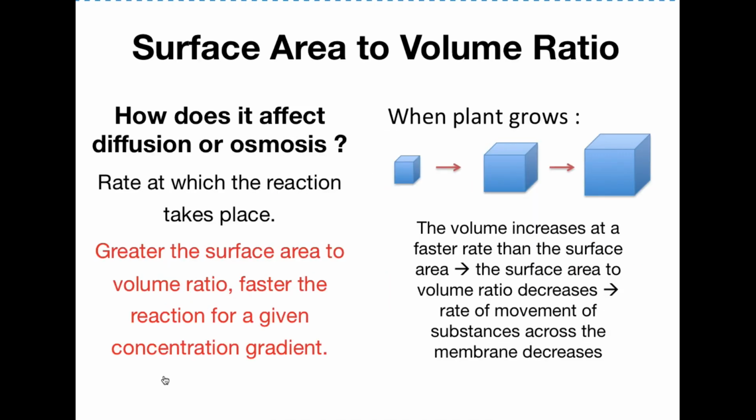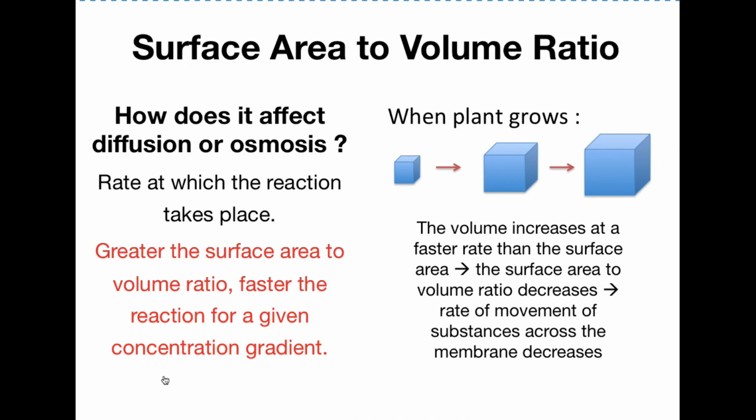A key thing to consider in cells is their surface area to volume ratio. Nutrients and waste materials move across the cell's surface membrane, and the rate at which these substances move is therefore dependent on this ratio. That's why cells remain so small. This is to ensure that the rate of movement of substances across the membrane is still efficient.